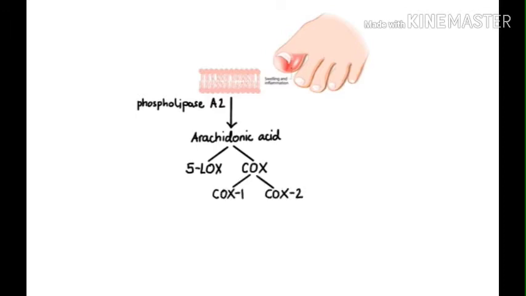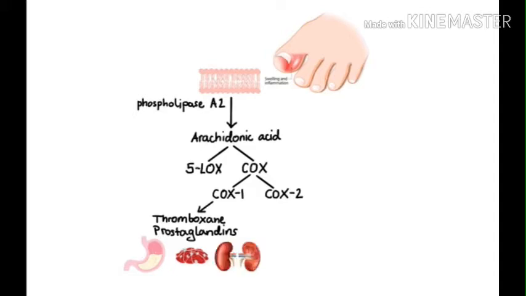The first one, COX-1 isoform, is expressed constantly throughout the body, and it's primarily responsible for production of thromboxane and prostaglandins, which stimulate normal body functions, such as secretion of protective gastric mucus, regulation of gastric acid, promotion of platelet aggregation, and maintenance of renal blood flow.